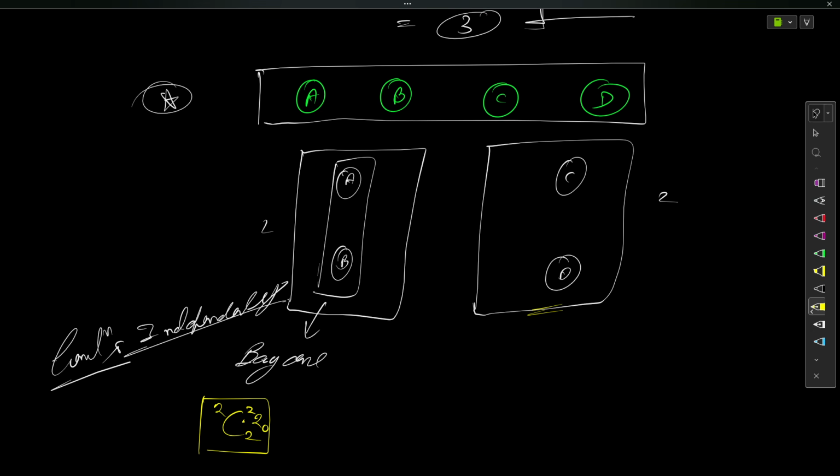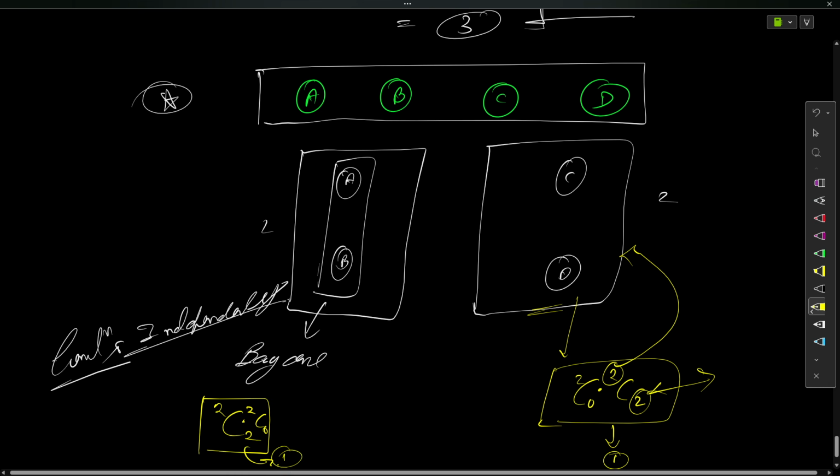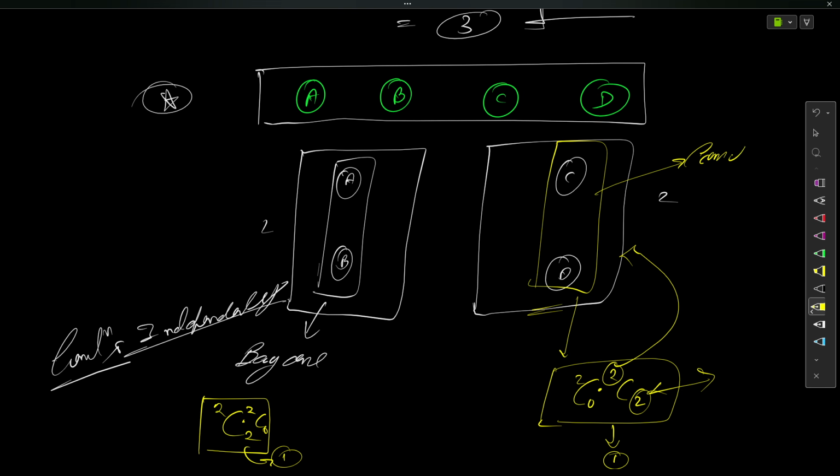So this will be multiplied by 2C0. Now on this side, this will be 2C0 because on this side I'm not choosing any ball as it has already been chosen, multiplied by 2C2 because there are two balls total in the bag and I'm choosing two balls. So this is equivalent to 1. One combination is possible from this side and one combination is possible from this side. So this is combination 2, this is combination 1. Now, the independent bag combinations are completed.